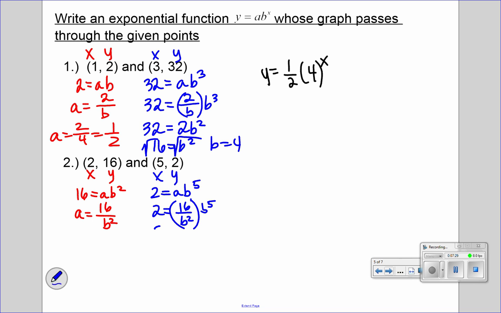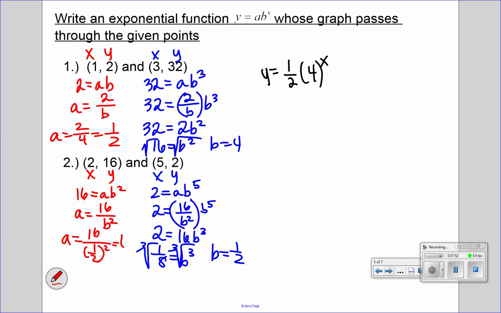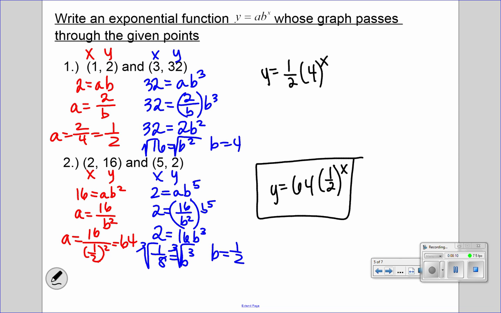We simplify and we get 2 equals 16b cubed. We divide by 16 and get 1/8 equals b cubed. We have to cube root both sides, don't forget. So b will equal 1/2. We're going to plug that back in and we get a equals 16 over 1/2 squared, and we get 64. So we're going to write that exponential model as y equals 64 times 1/2 to the x. So that's how you write your exponential functions.